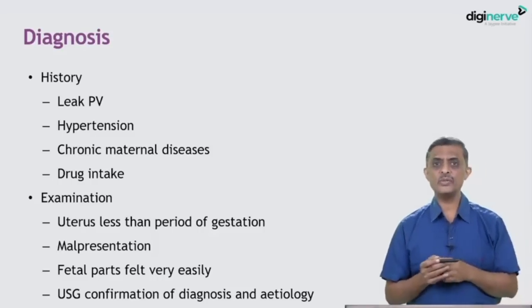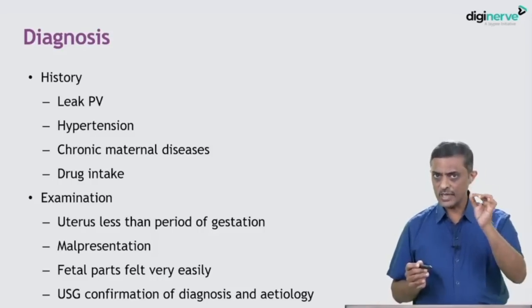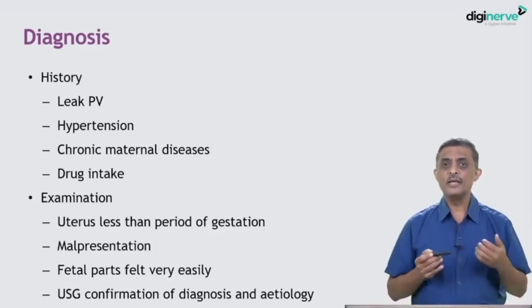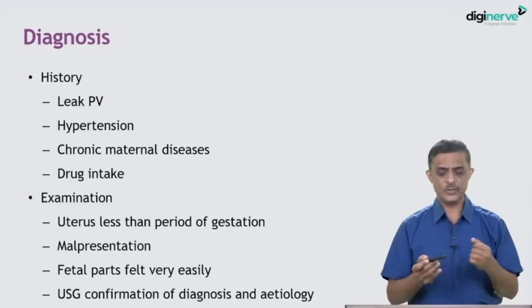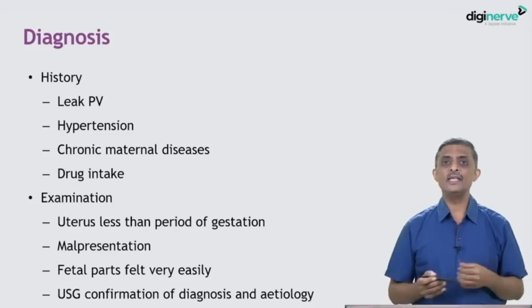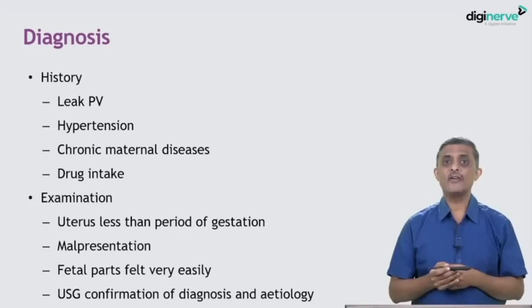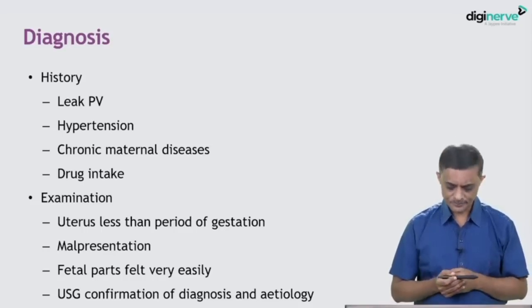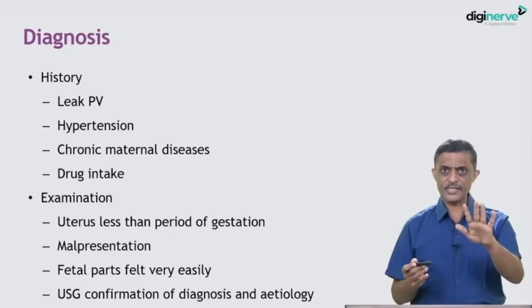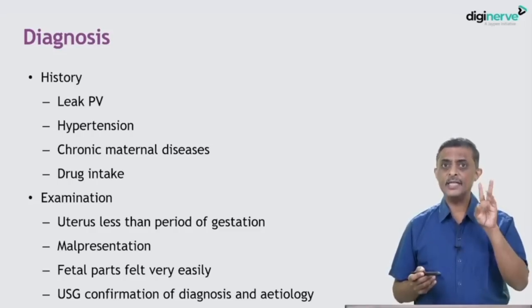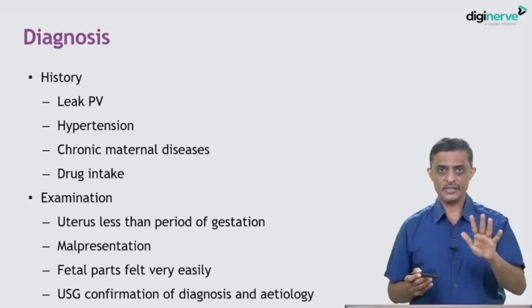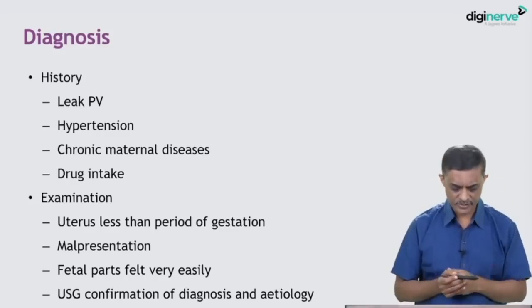So how do we diagnose? In the history, without fail, ask for any history of leak per vaginum, fluid leak per vaginum, history of hypertension, chronic maternal diseases, which I have already mentioned, and any history of intake of medications that can cause oligohydramnios. Please remember NSAID, ACE inhibitors and beta blockers. These are the most important ones that you should remember.